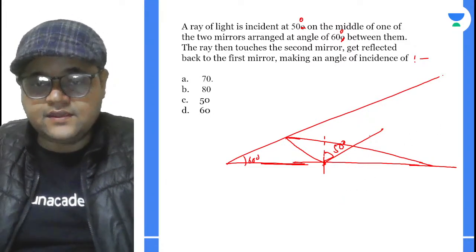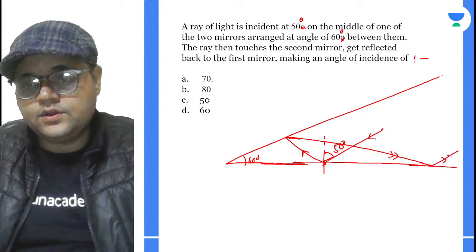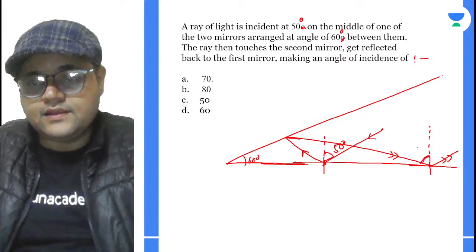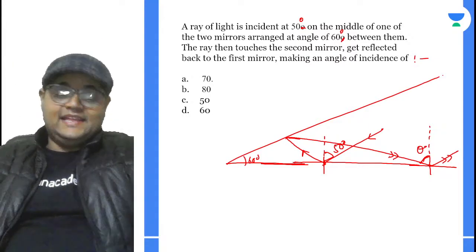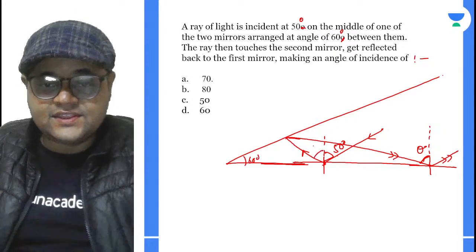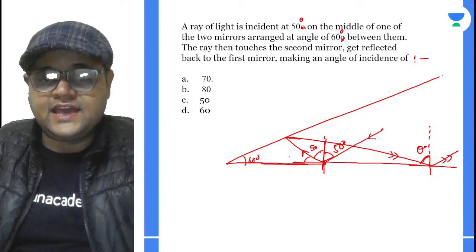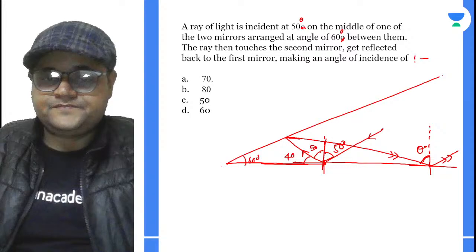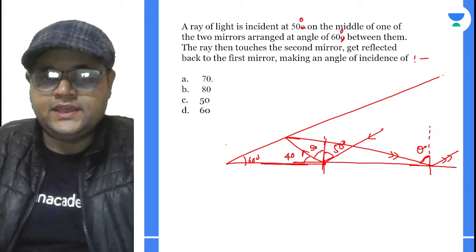And once it strikes, it will be reflected too. They are asking you this angle. Let us say this angle is theta. They are asking you what theta is. The question is very much related to trigonometry. If this is 50, this has to be 50. Now this is 90. If this is 50, this has to be 40. Are you getting my point? Yes or no?